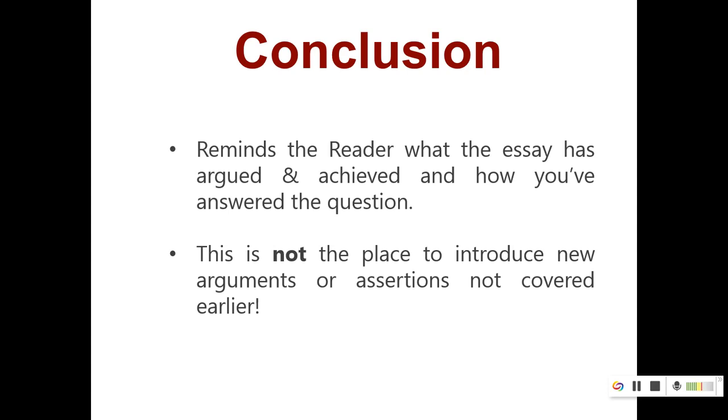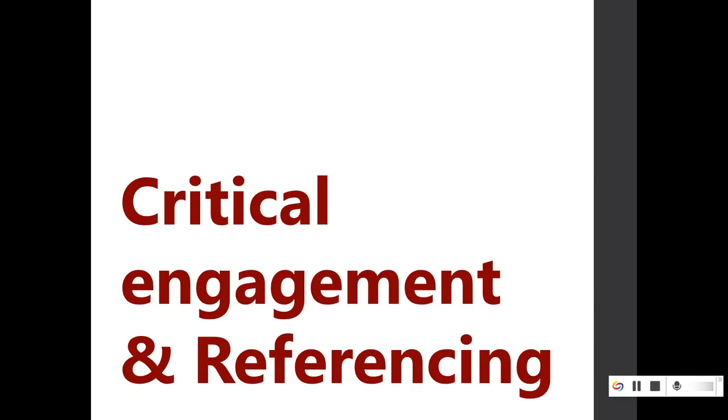It's not the place to introduce new arguments, new ideas, new assertions which you've not covered earlier. So if you conclude by articulating another argument, then that does not really look like a conclusion. If you wish to mention an additional argument, then that should be done in the main body, not in the conclusion, which is a summary of what you have done. In the next bit, we'll say something more about critically engaging with sources, developing arguments, but also referencing.